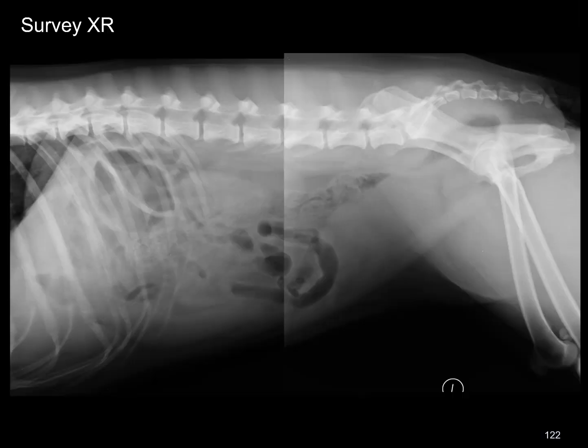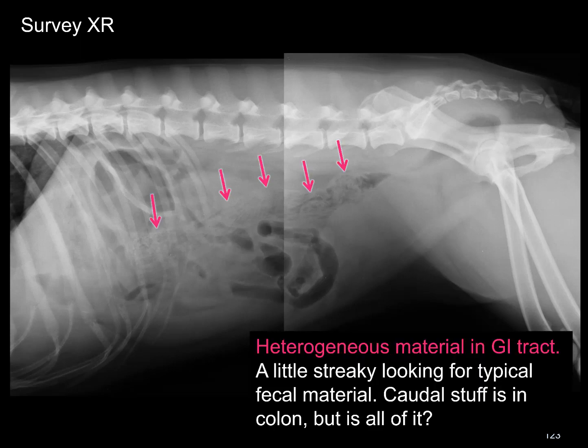Another dog, starting with survey radiographs. Here we have some heterogeneous material. And some of this material is pretty compellingly in the descending colon. It looks like it's continuous with the gas that moves on back toward the rectum. So this is probably fecal material, but there's this other streaky, striated, soft tissue and gas opacity material a little further forward in the abdomen, which might be within the large intestine, but then again, it might not be. And so that's something we might want to figure out.